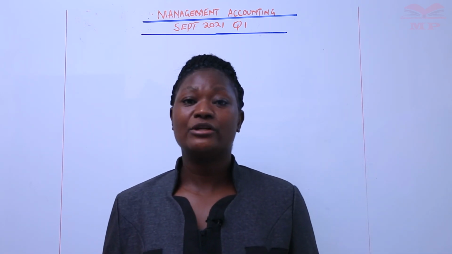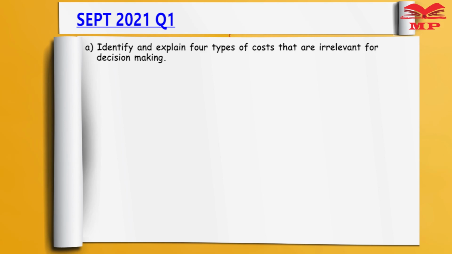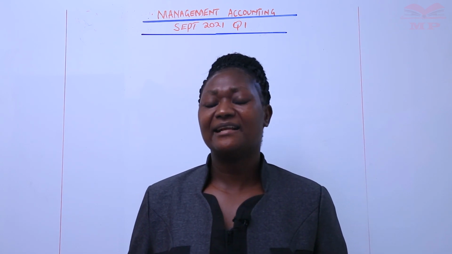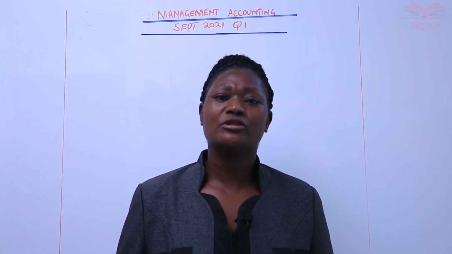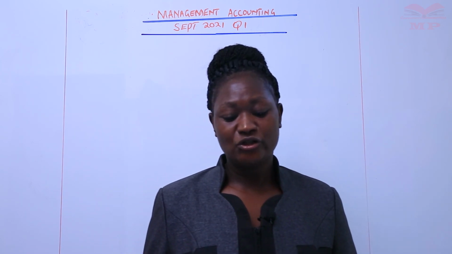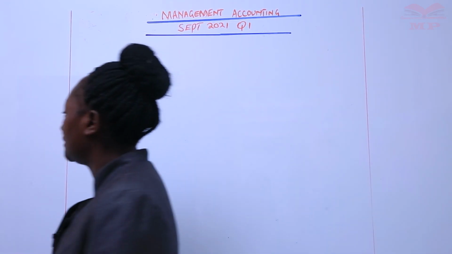So we are beginning with question number 1. And I'll just read part A of question number 1. Identify and explain 4 types of costs that are irrelevant for decision making. Costs that are irrelevant for decision making are those costs that cannot be used in making decisions. And so I'll mention some of these costs, and one of them is a sunk cost.